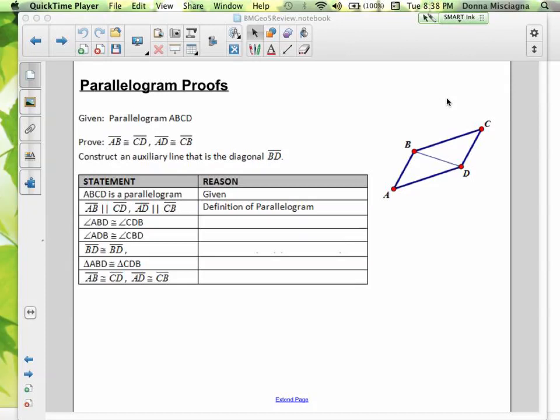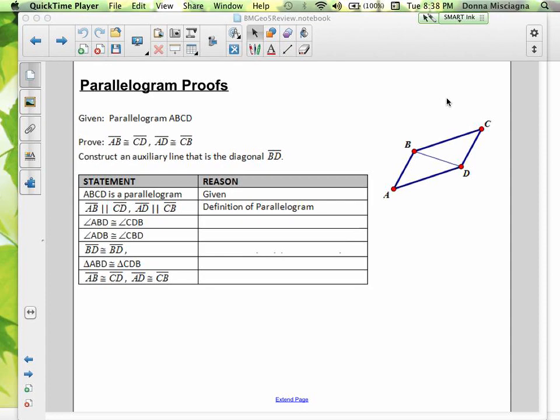In this podcast, we're going to be looking at some properties and proofs with parallelograms. And then if we have some time, we'll continue on with solving with trig ratios. All right, so here's our first proof, and we're given parallelogram ABCD.